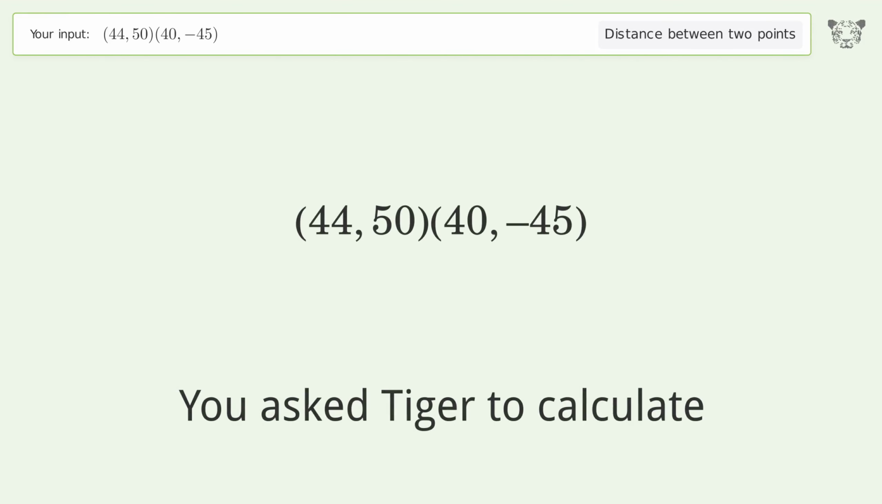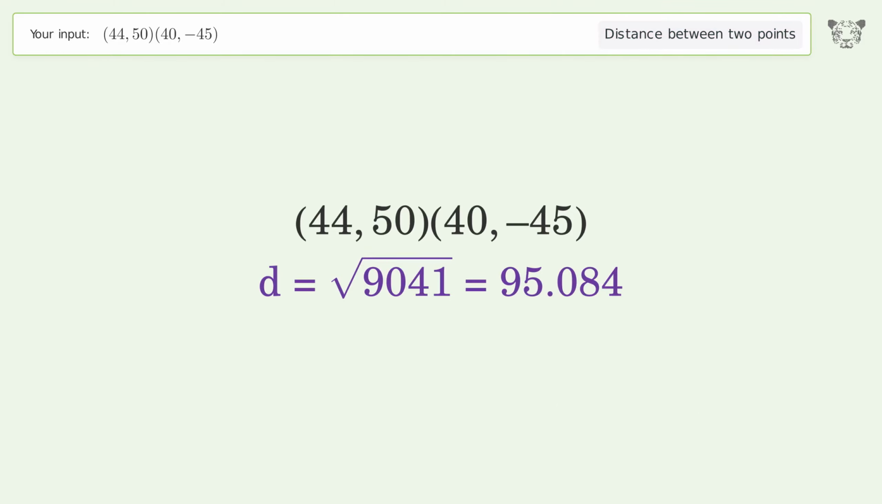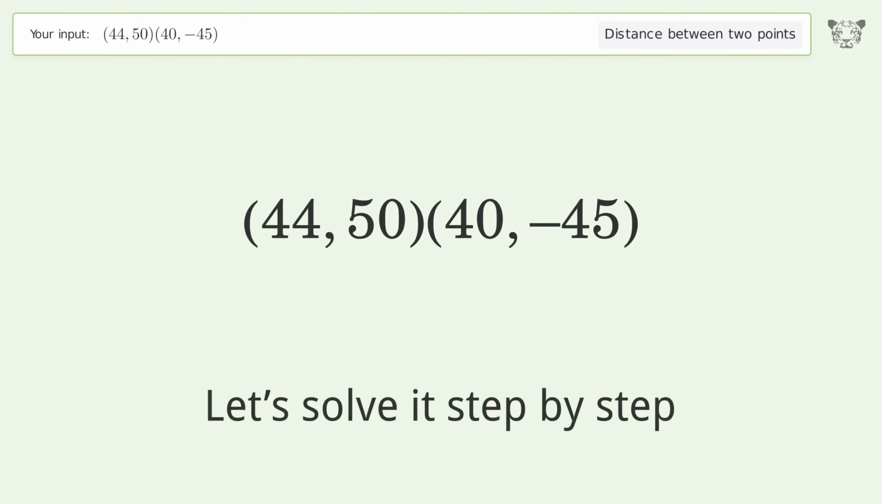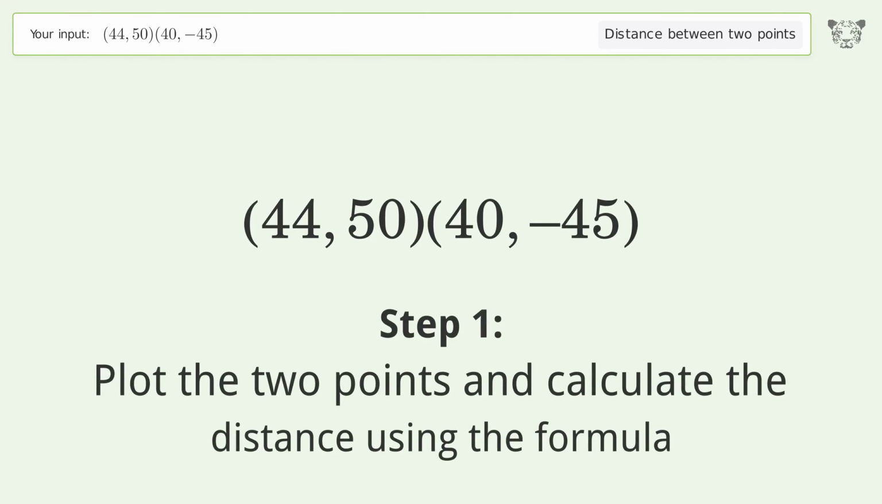You ask Tiger to calculate. This deals with the distance between 2 points. The distance between the 2 points is the square root of 9041, or 95.084. Let's solve it step by step. Plot the 2 points and calculate the distance using the formula.